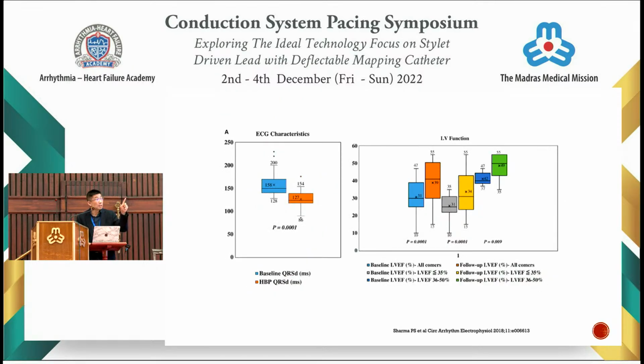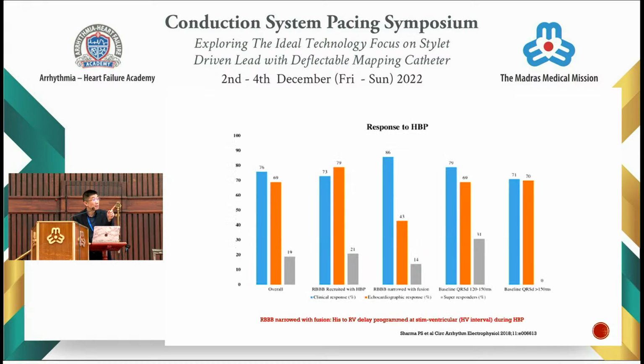Now, not surprisingly, QRS does narrow with His bundle pace, and that's associated with overall improvement in LV function. But what's interesting is this: even in patients without right bundle branch recruitment, if I can cause fusion, that means correcting the right-sided conduction delay to a certain extent with the RV apical pacing as well as His bundle pacing, I can actually cause clinical improvement.